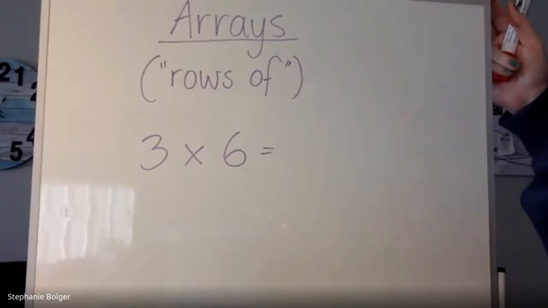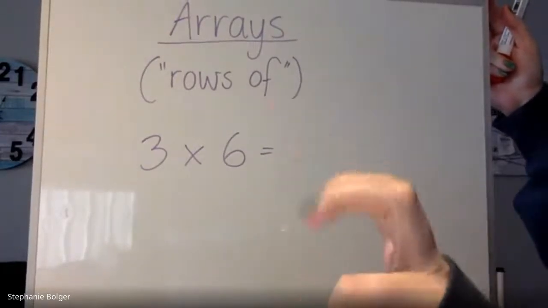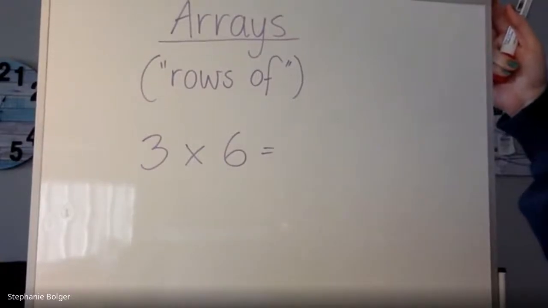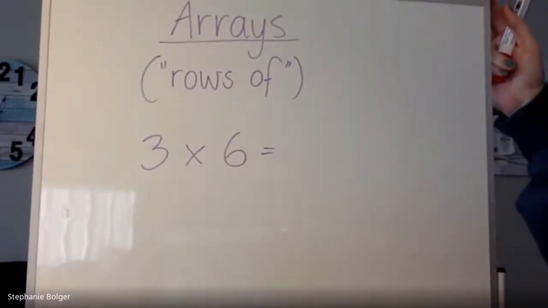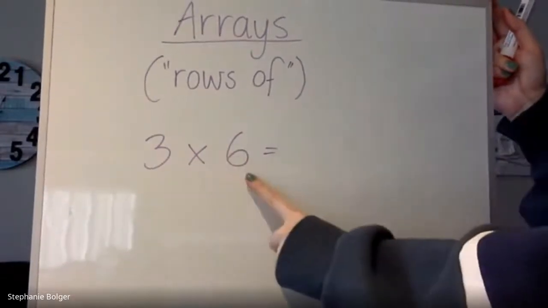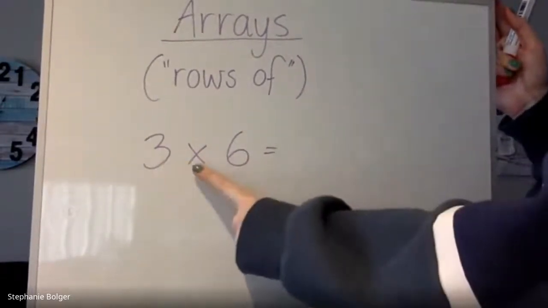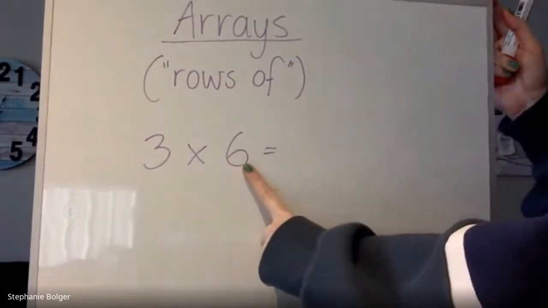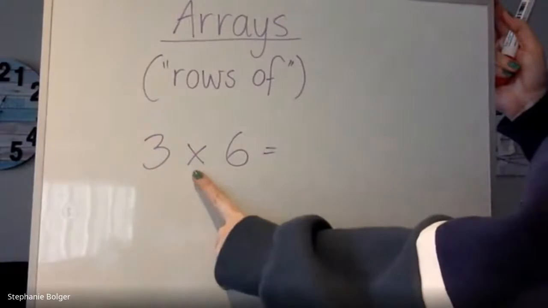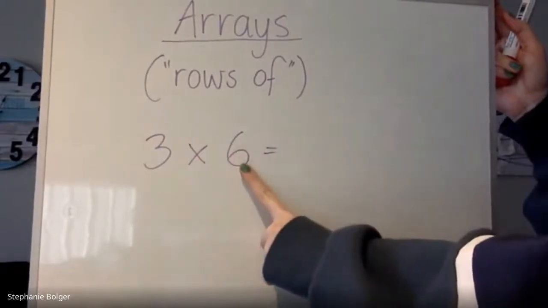So when we do arrays, we can call it rows of. So we've just done groups of, we can call this rows of. Like when we did groups of and when we read the sum, instead of saying 3 times 6, we would say 3 groups of 6. When you're doing arrays, I want you to say 3 rows of 6.